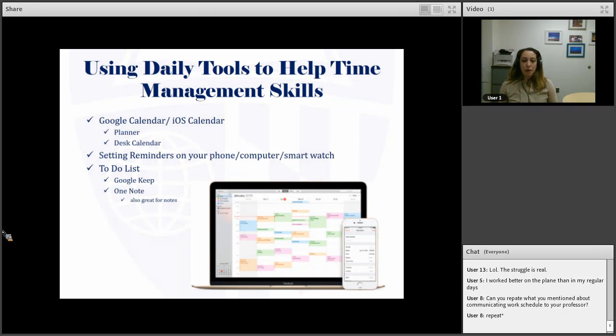So let's say you have a paper due on Wednesday. Set aside the timer or the reminder on Monday and color code it. So let's say it's a counterterrorism class. Color code it purple or something that will remind you that you have a paper due in counterterrorism, so you could just look at the color.